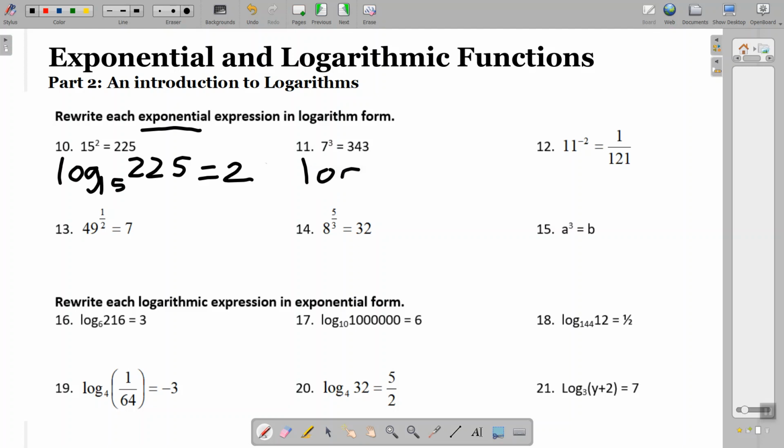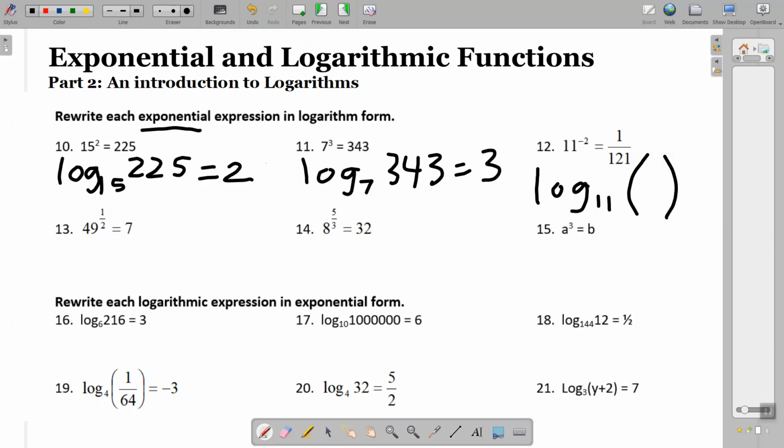All right, number 11, log base 7 of 343 equals the power 3. Okay, number 12, and again, these are all facts. 7 to the third is in fact 343. 11 to the negative 2 is in fact 1 over 121. So log base 11. Now when the part inside the logarithm is anything more complicated than just a single number, I tend to put that in parentheses. You don't have to, but especially if there's an operation, that's usually what we do. So log base 11 of 1 over 121 equals the power negative 2.